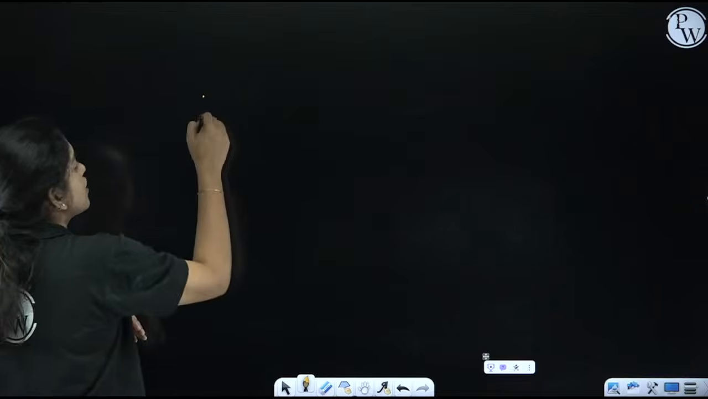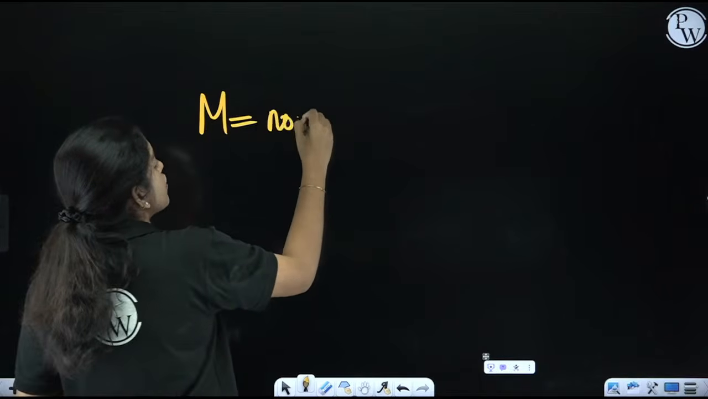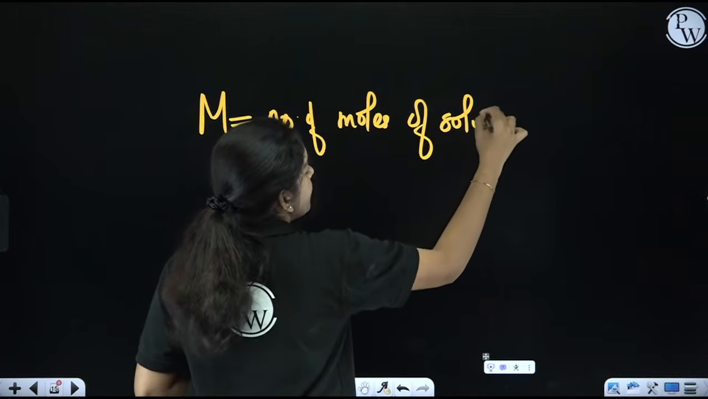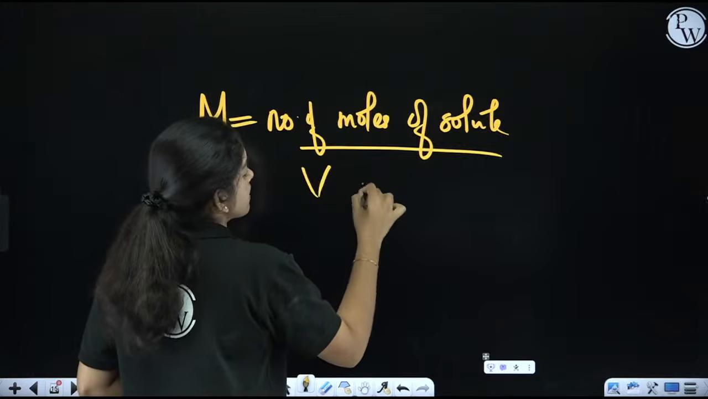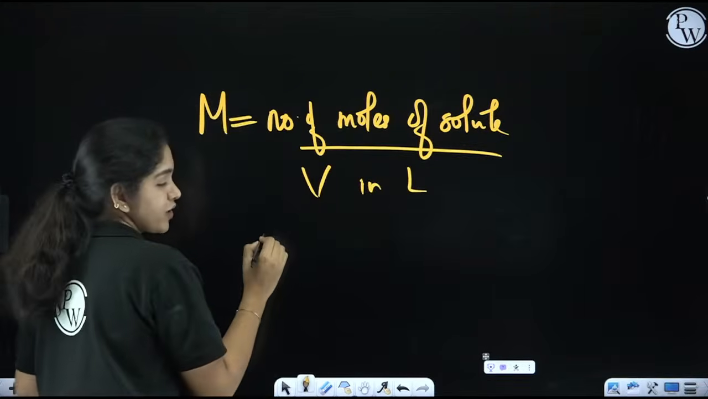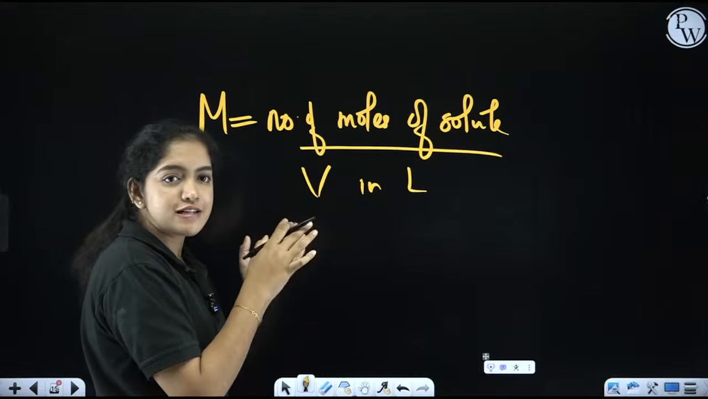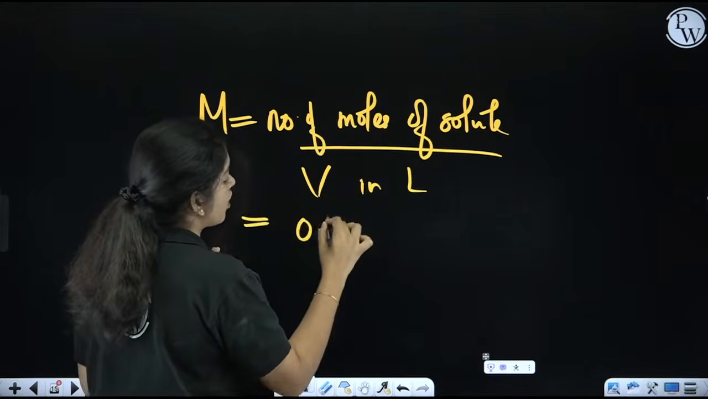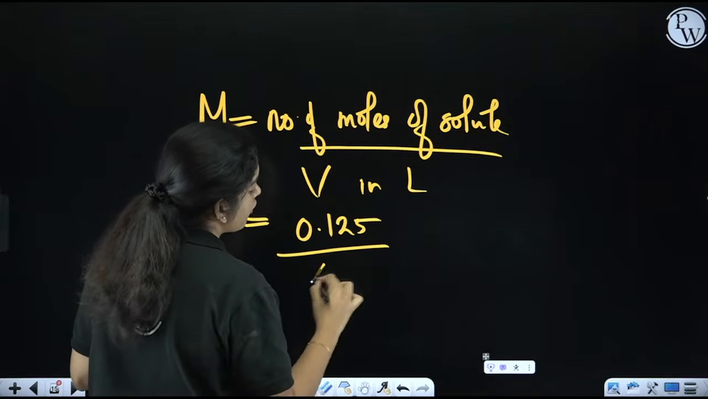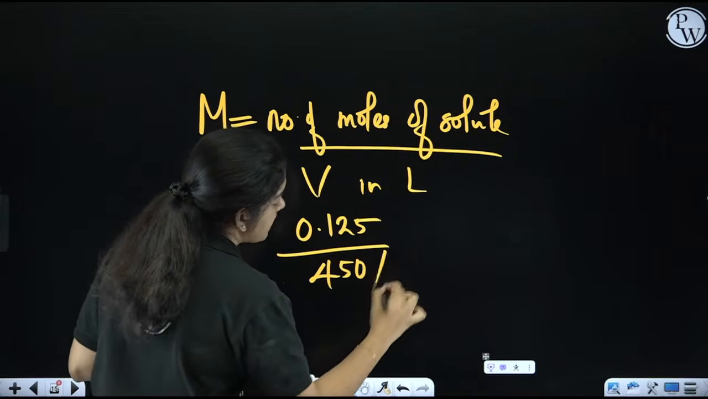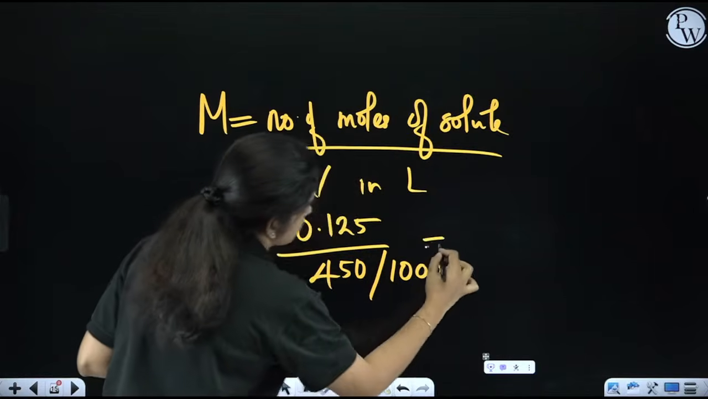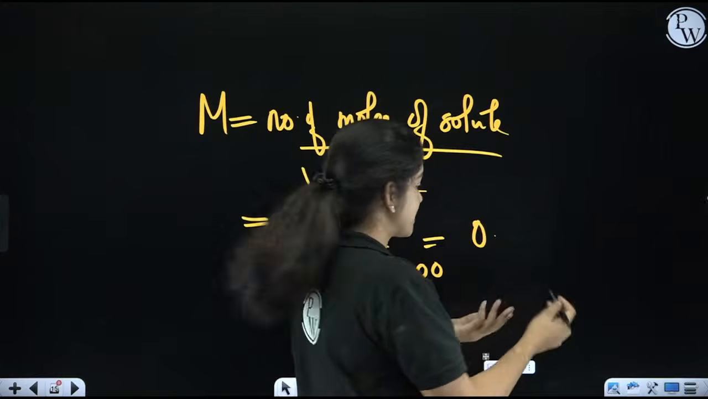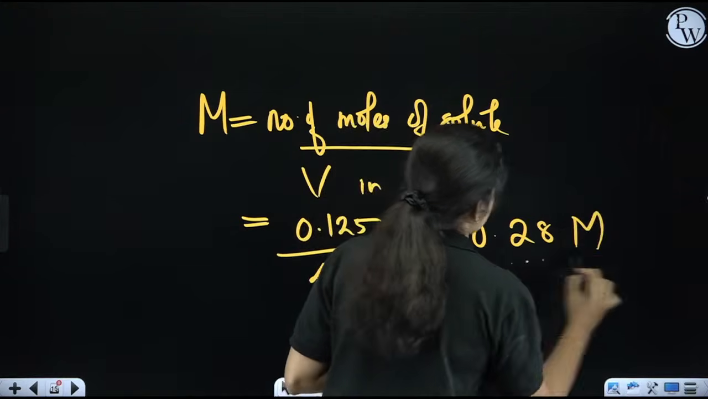Molarity is equal to number of moles of solute divided by the volume in liter. Don't forget to convert into liter, because the volume in our question is given in milliliter. So number of moles we got, 0.125, divided by volume, 450 ml, which should be converted by dividing by 1000. When we solve this, we will get approximately 0.28 capital M molarity.